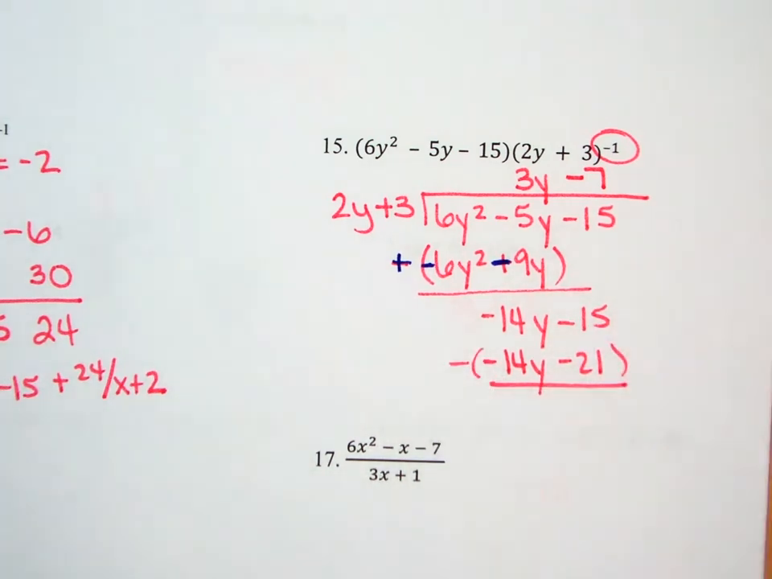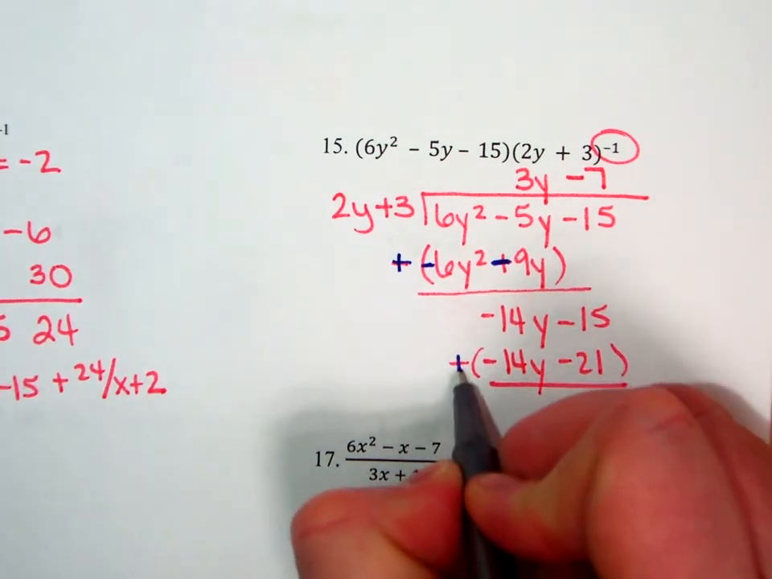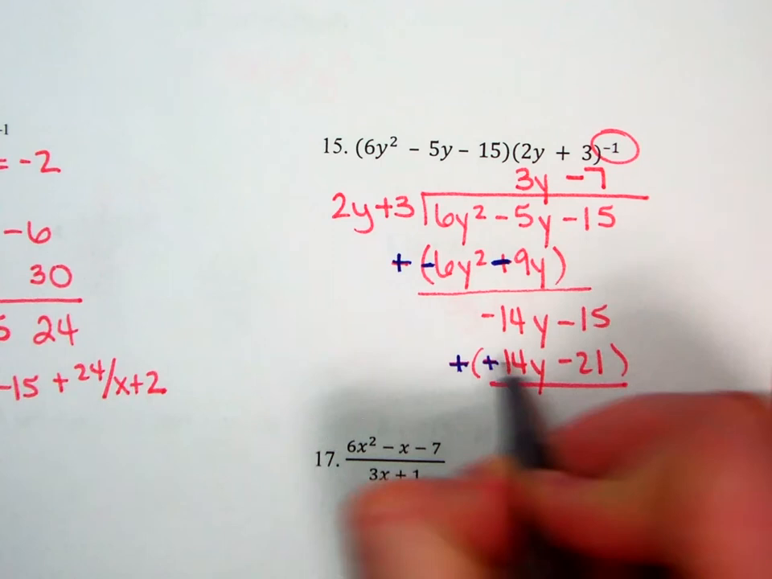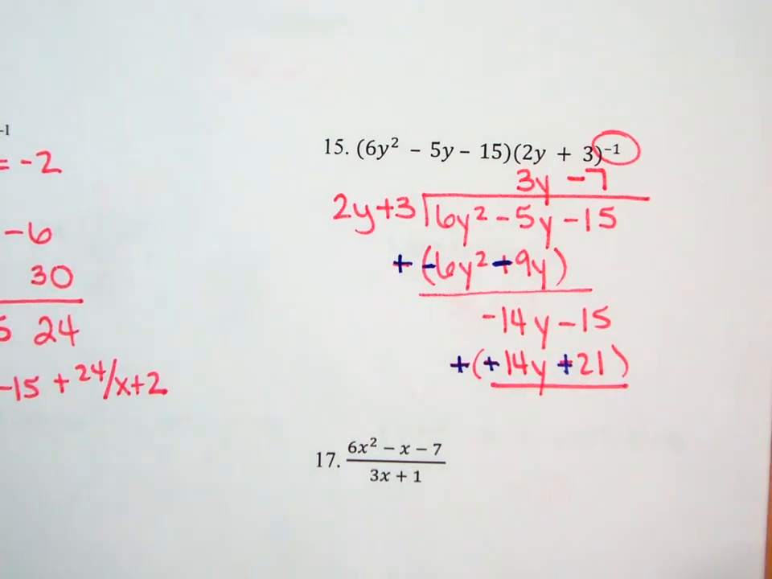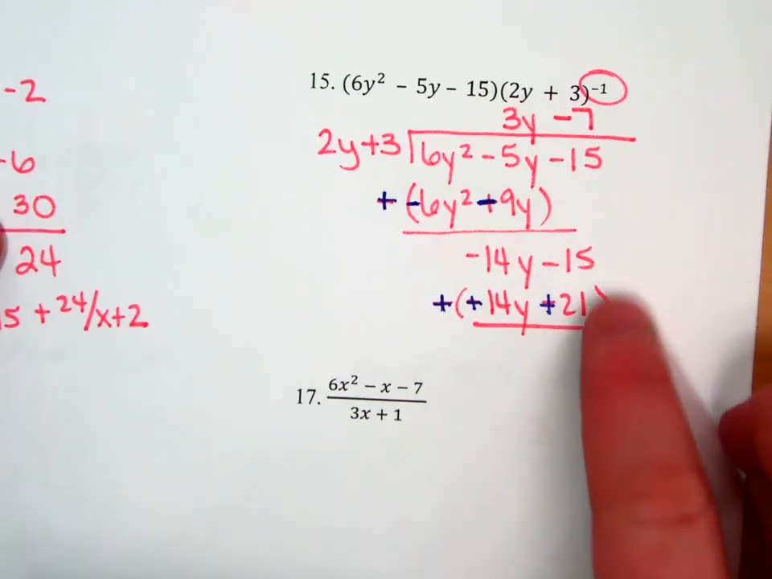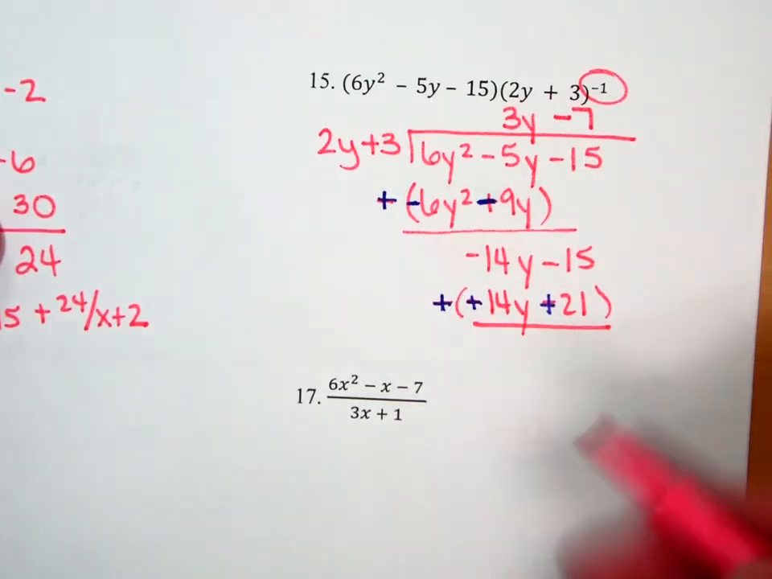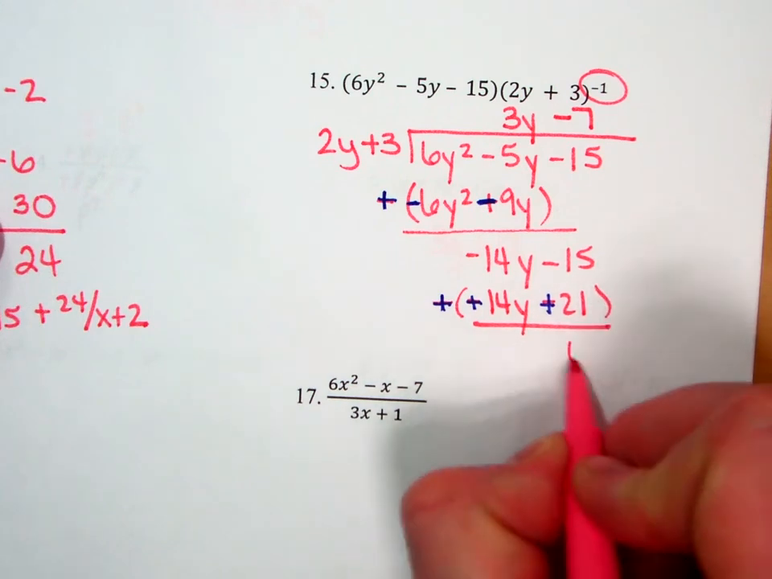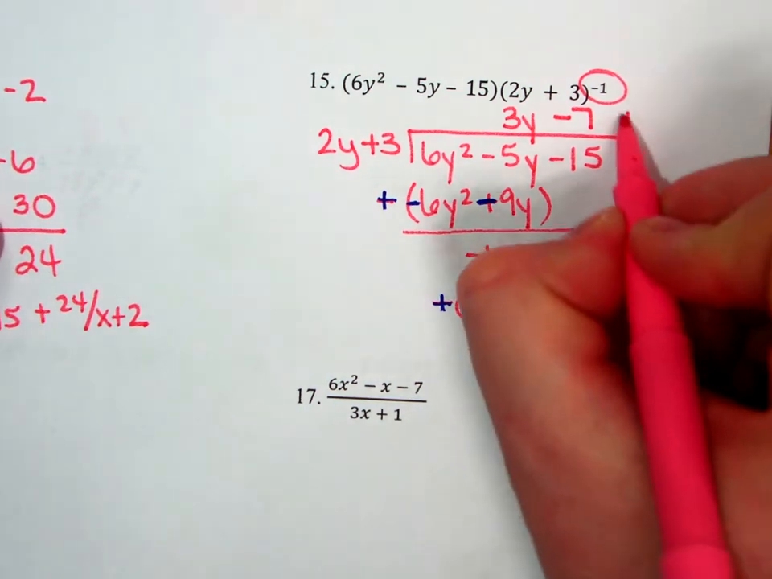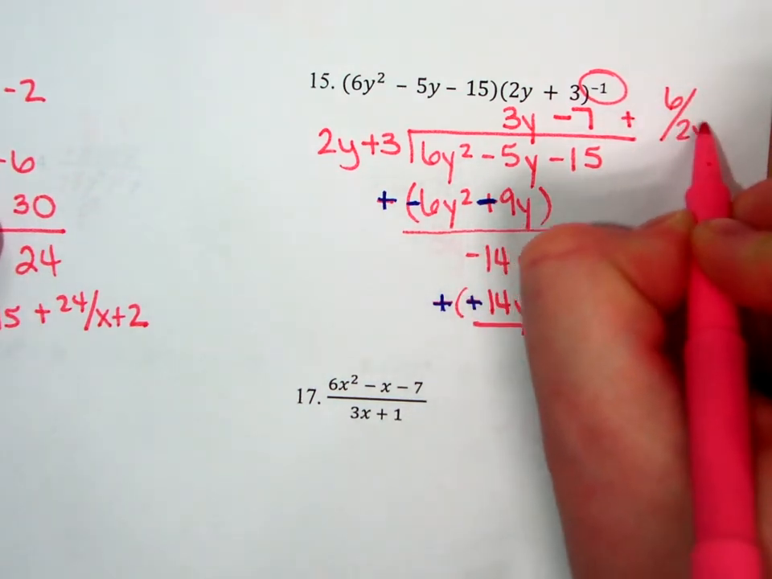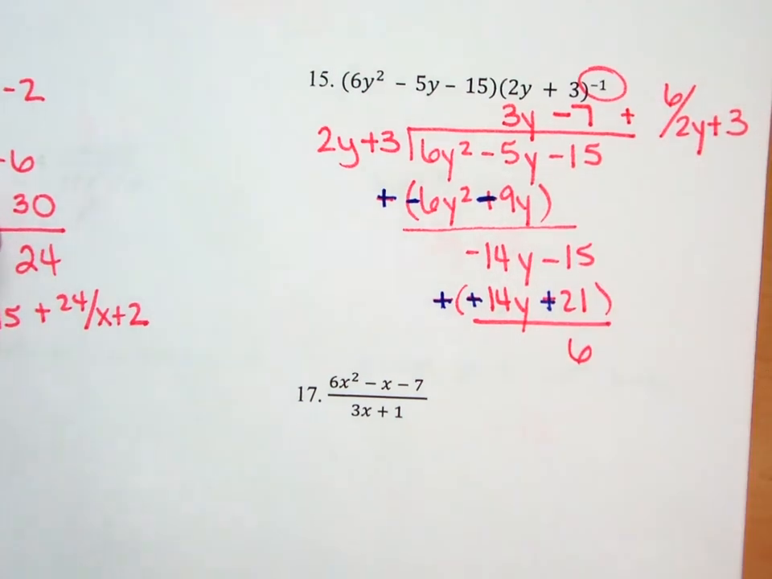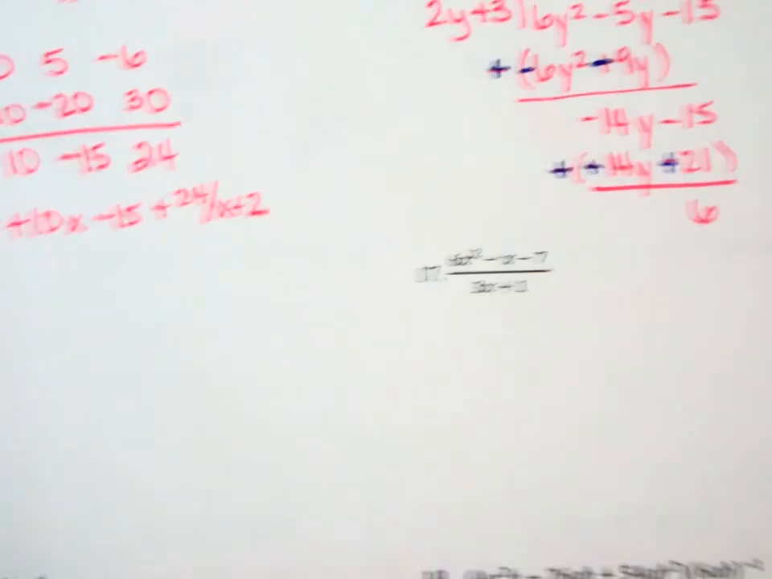Going to subtract once again. Changing signs, distribute it, so that becomes a plus, that becomes a plus, that becomes a plus. So negative 15 plus 21 is 6. So I have a remainder of plus 6 over 2y plus 3. And that's your final answer.